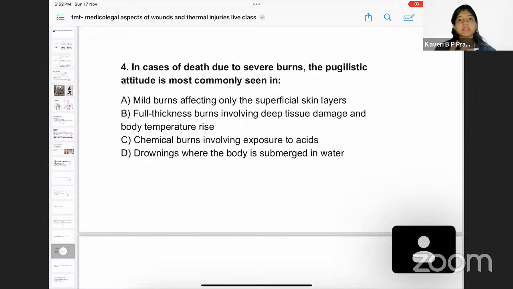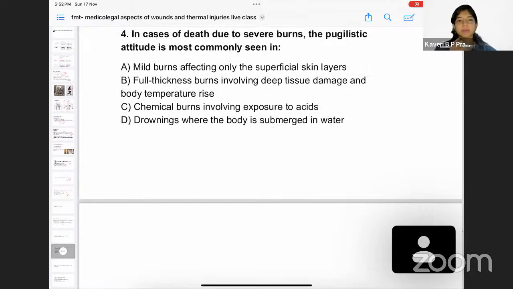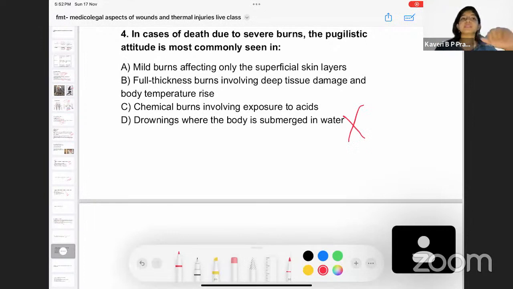Full thickness burn involving deep tissue damage and body temperature rise could be, because whenever there is severe burn, there could be a pugilistic attitude that is seen. Option C, chemical burn involving exposure to acids. No. Option D, drowning. No, we did not see pugilistic attitude in case of drowning at all. You have to remove that option. Okay, so the right answer for you is a full thickness burn involving deep tissue damage and the body temperature rise.